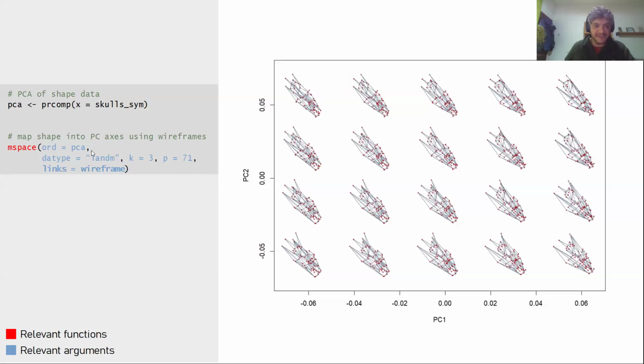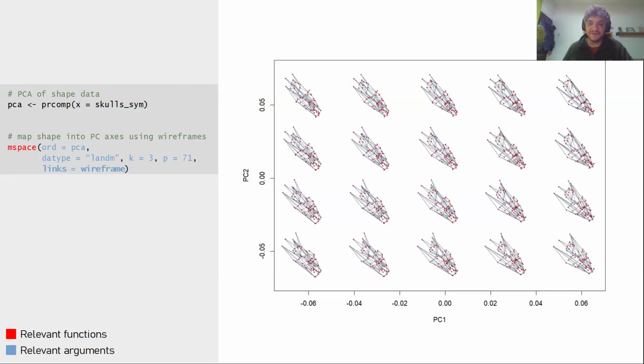And then I'm feeding mspace with this object along with other information about the shape dataset. Like these are landmark data. We have 71 landmarks in 3 dimensions, etc. And what mspace will do is produce this bivariate plot, which is empty in the sense that it has no data points or anything like that. But you see shape variation mapped onto this space using these theoretical shapes in the background.